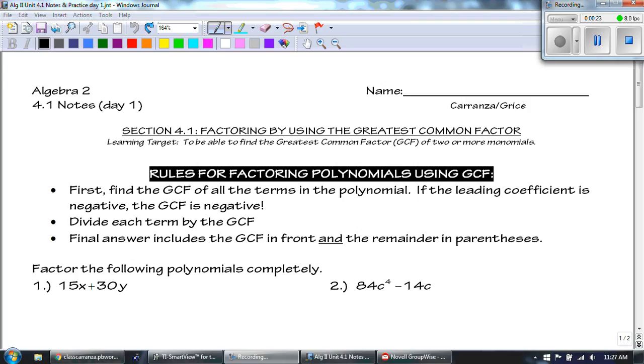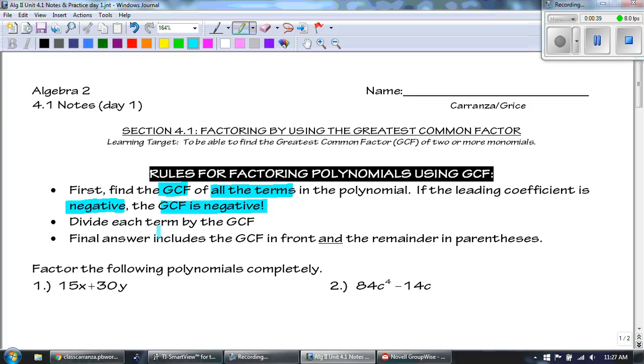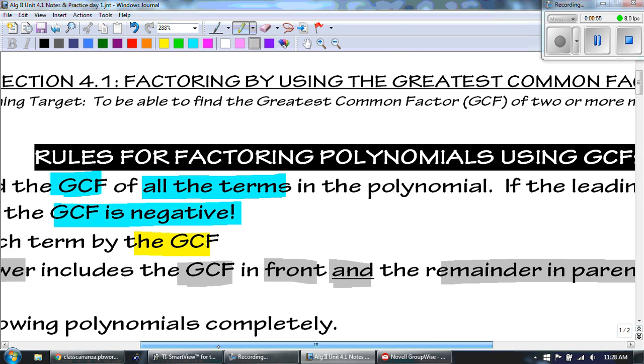Rules for factoring polynomials using the GCF. The first thing that we want to do is to make sure that all the terms in the polynomial. We've got to find that GCF of all the terms. If the leading coefficient is negative, the GCF is negative. After that, we're going to divide each term by the GCF. And then our final answer includes the GCF in front and the remainder in parentheses. Okay, let's go ahead and get started.